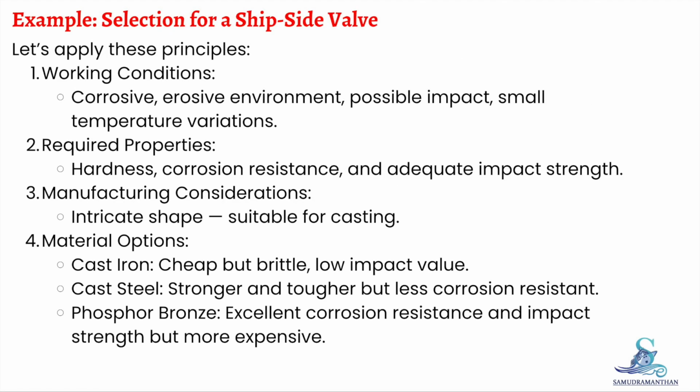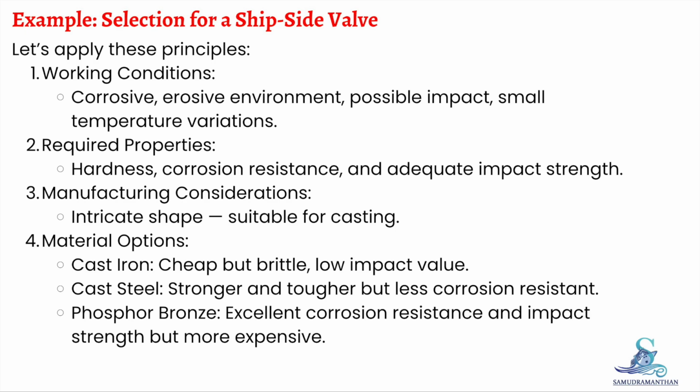Let's understand with an example. The selection of material for a ship side valve. Working condition. The valve operates in a corrosive and erosive environment and may experience minor impact loads and temperature variations. Required properties. The material must have adequate hardness, corrosion resistance, and impact strength. Manufacturing conditions. The valve shape is intricate, so it must be cast rather than forged.